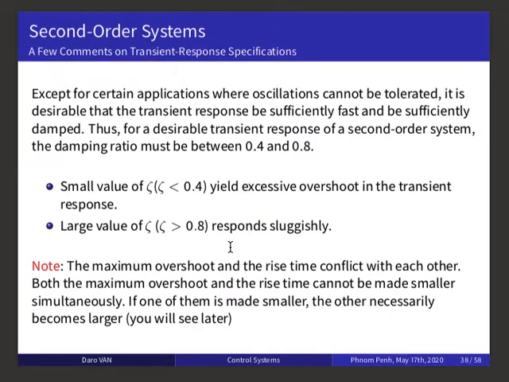And note that the maximum overshoot and the rise time conflict with each other. Both maximum overshoot and rise time cannot be made smaller simultaneously. If one of them is made smaller, the other necessarily becomes larger.